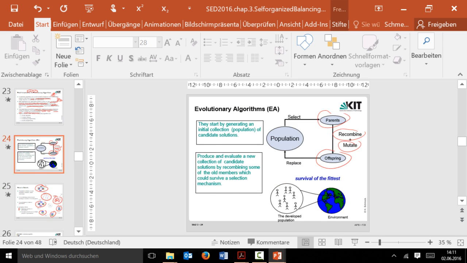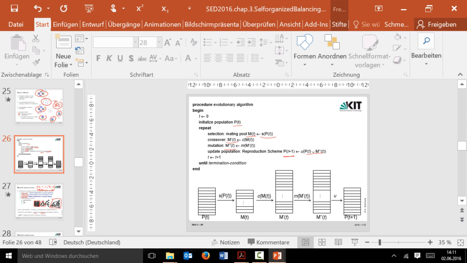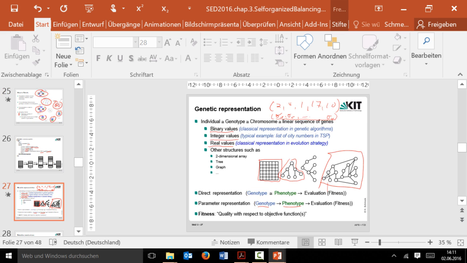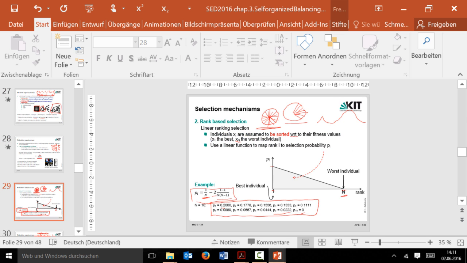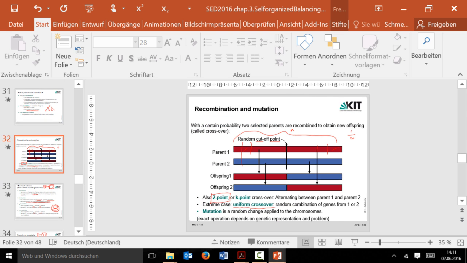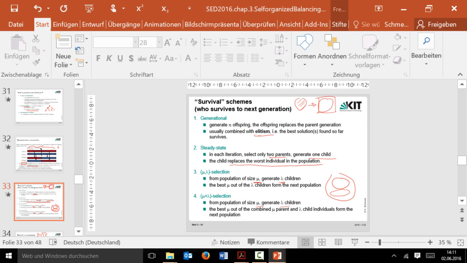We looked at the different ideas about that, and I showed you the sequential steps in such an evolutionary algorithm: selection, recombination, mutation, and then environmental selection to get the next population. I showed you something about the representation, about selection mechanisms, where the best is the tournament selection. I showed you something about recombination and mutation, and we looked at survival schemes like the environmental selection to determine which element actually gets to the next generation.